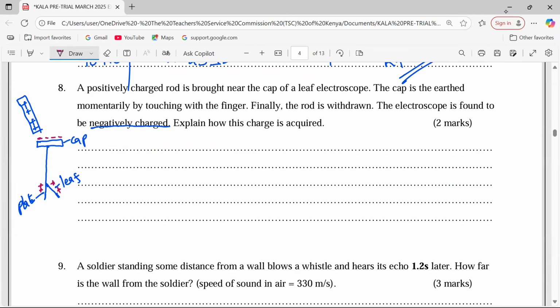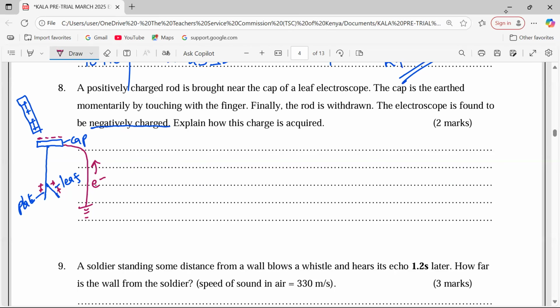So now, because the negatives are held there and positives have been repelled to the leaf, earthing is done at this point. You earth now with your finger like that. Electrons shall move from the earth up. It is electrons which move, remember. During earthing, it is electrons that move either from the ground to the conductor or from the conductor to the ground. So it depends on the charges which are free at the time you are earthing.